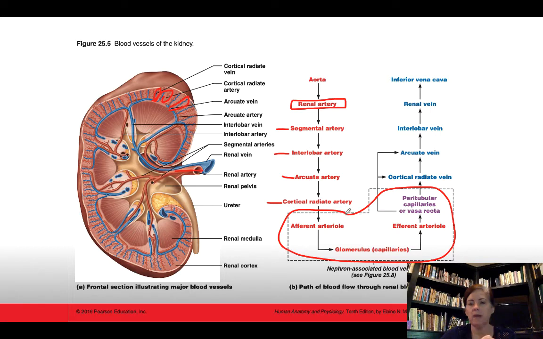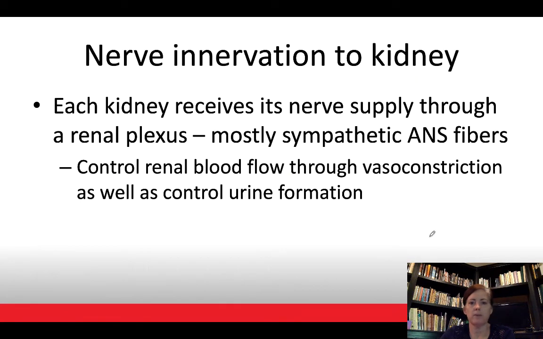But we basically have cortical radiate arteries that are going to divide into tiny little arterioles leading into a capillary bed, kind of this tangled mess of capillaries. And then the efferent arteriole is going to lead away from that capillary bed, and then eventually join larger and larger veins to become the renal vein, and then eventually drain into the inferior vena cava and back to the heart. But this is our important part through here, and we'll talk about that when we get to the microscopic anatomy.